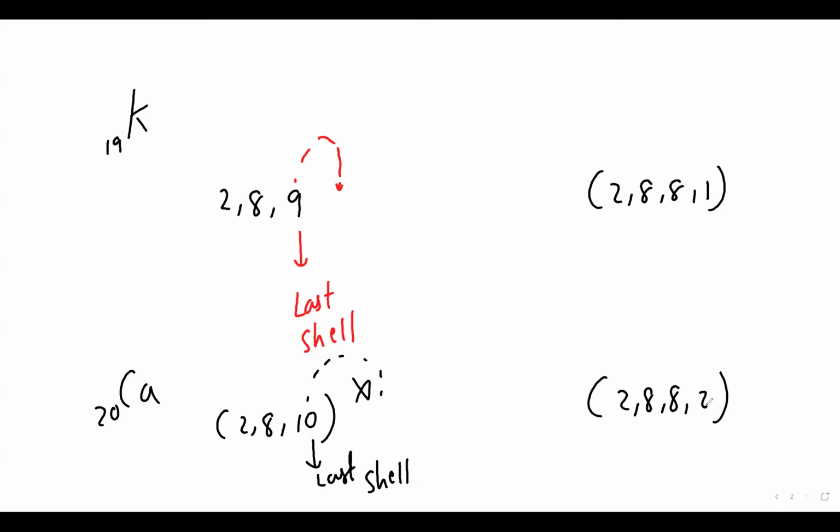Last shell cannot have more than 8 electrons. Clear? So then it becomes simple or not? Now look, if it is the last shell, then this is also the last shell. Can the last shell have more than 8 electrons? No. So what we have to do here is make it 8 electrons, and the remaining will transfer. So 8 here I made, so 1 I have transferred.